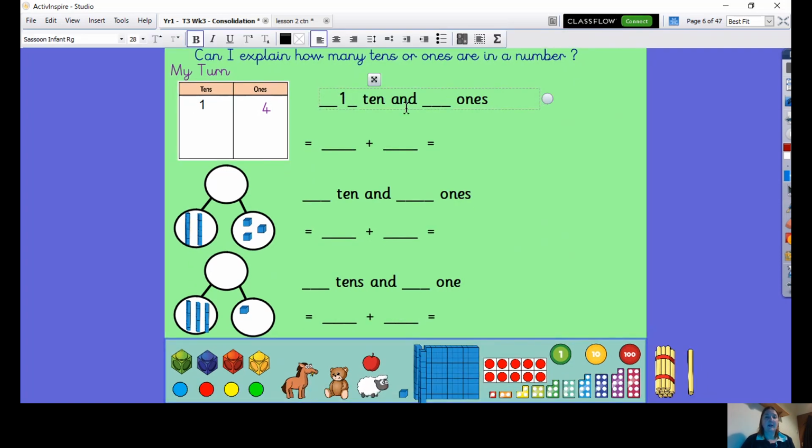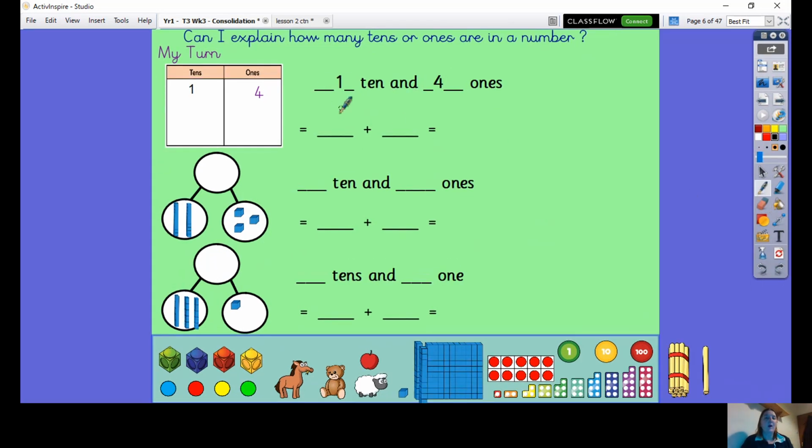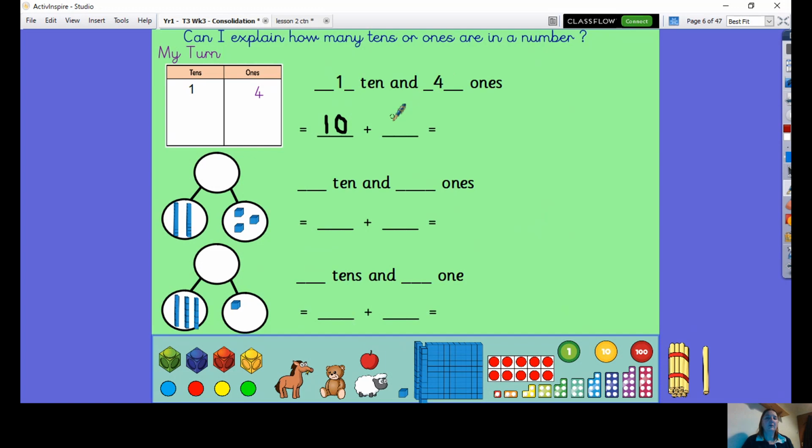I'm hoping this will let me do that. Yeah, I've got 1 ten and I've got 4 ones. Okay, 4 ones. I've got 1 ten and 4 ones. I think I might just use the pencil for this. So I know that 1 ten is 10 and 4 ones, and I know that 10 add 4 is 14.